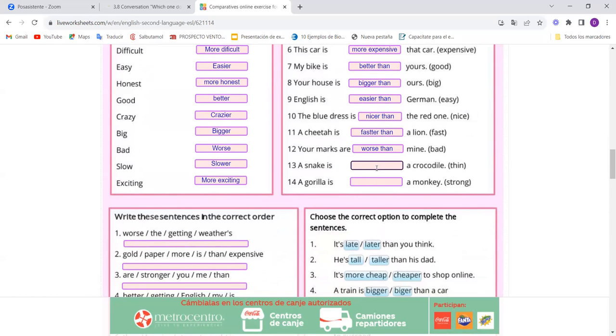Snake is thin, sería aquí. A gorilla. Stronger. Ah, perdón. A snake is thinner. Pero sería solo con una N o la consonante se dobla. Como faster, ¿verdad? Que dobla la T. No sé si aquí doblaría la N también. Va a poner doble N. A ver. Faster. Thinner. Yo creo que sí, porque igual son dos sílabas, ¿no?